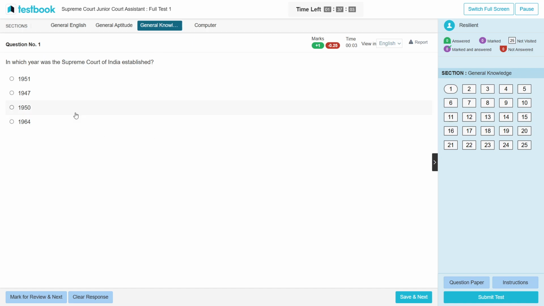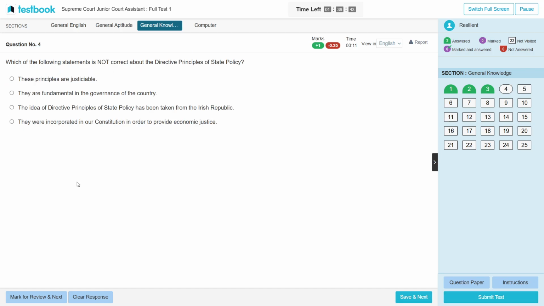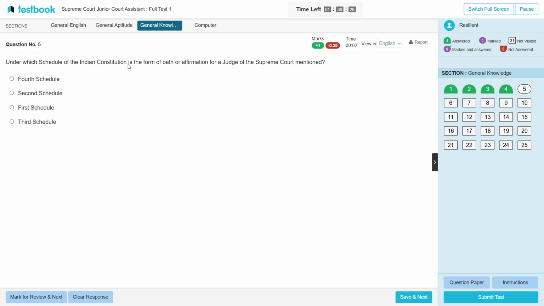In which year was the Supreme Court of India established? 1950. The Ninth Schedule was added to the Indian Constitution by the First Amendment. Correct. The Supreme Court is the custodian of the fundamental rights of the Indian Constitution. Which of the following is not correct about the DPSP? These principles are justiciable. No. Under which schedule of the Indian Constitution is the form of oath?